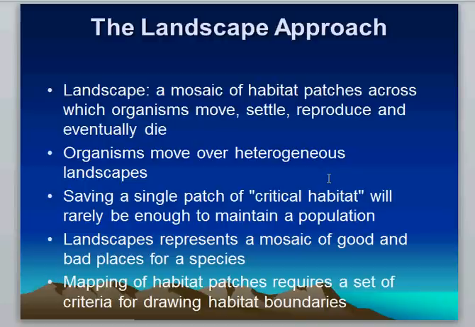So watch out for metapopulations and that landscape approach to conservation biology in your subsequent lectures. I believe Dr. Phillips may invoke metapopulations when she's talking about protected areas.